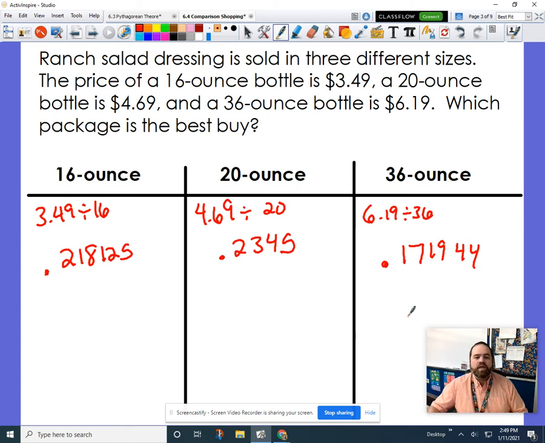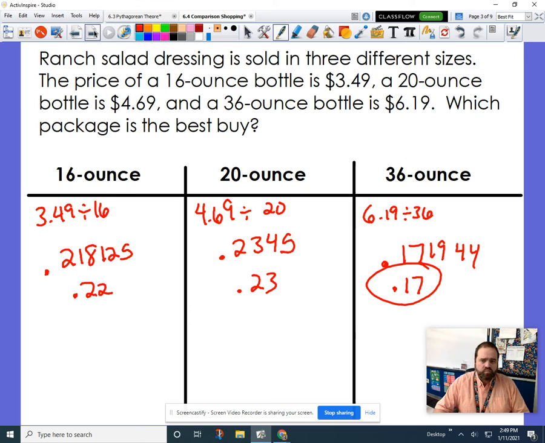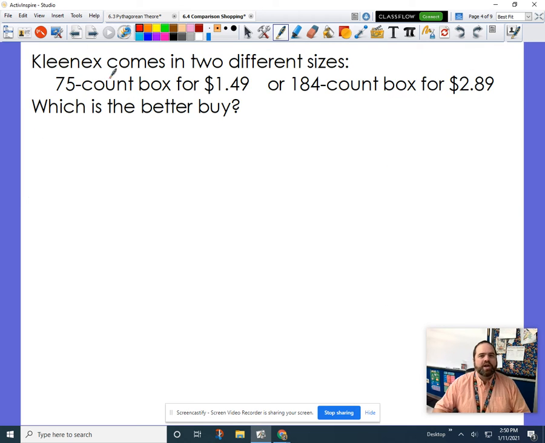If we rounded these to two decimal places, and I just wanted to illustrate this in case one of the problems you run across does this, this one is 0.22, this one 0.23, and this one is 0.17. It's pretty obvious that the 36-ounce bottle is the best buy because it is the cheapest. Let's say they all wound up being about the same price. You would just need to check a little bit further out on the decimal to see which one's actually cheaper. Hopefully that doesn't happen, or if it does, it only happens once or twice. So this is one of those cases where the bigger bottle really is the better buy. Just be aware that that's not always the case.